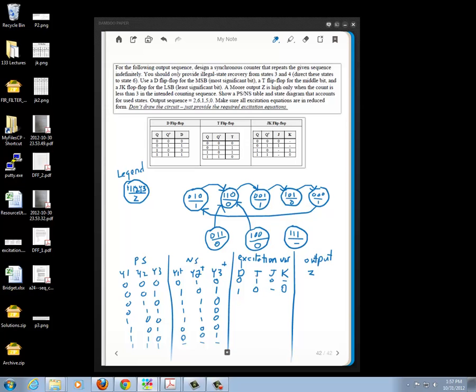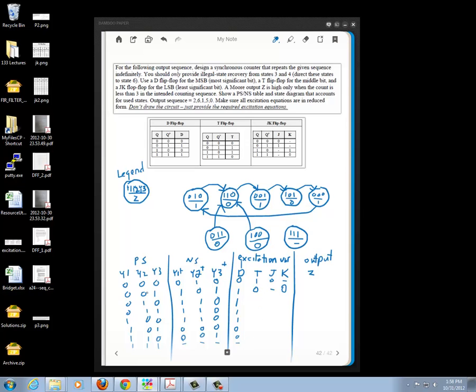Okay, so this is how you go about it. You just go row by row. I'll go ahead and just do one more row and then fill it in. So y1 going from 0 to 1 with the D flip-flop. It's actually very easy to fill in this whole column of D because whatever y1 next state is, that's what D needs to be. So I'll just go ahead and do that. So we got 1, 1, 1, 0, 0, don't care.